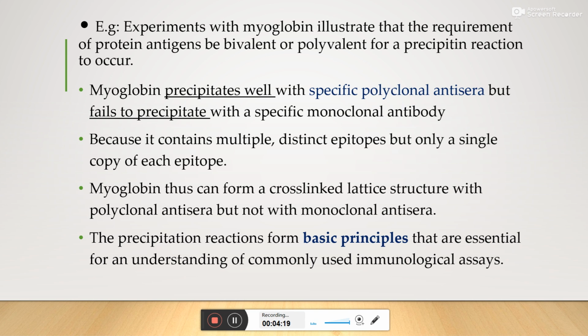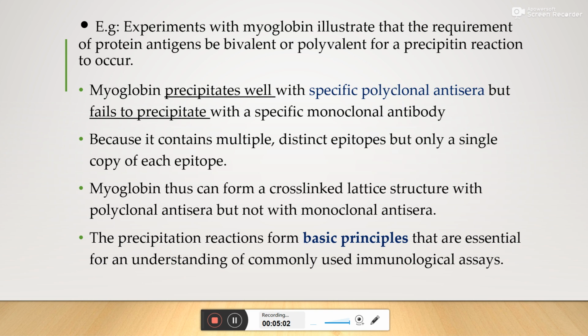This is because the antigen contains multiple distinct epitopes, but only a single copy of each epitope is present. That's why in the case of a monoclonal antibody, it fails to precipitate, because only a single specific monoclonal antibody is present, with a single valency. Whereas in the case of a specific polyclonal antisera, it will be bivalent. As a result, it can form a precipitate.